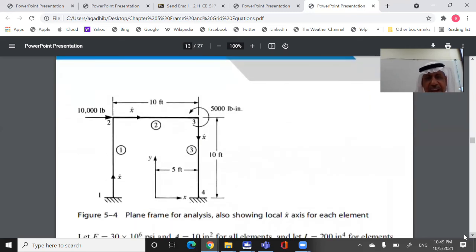Okay, this is the frame. Yalla. MashaAllah. How many members? 3 members. How many nodes? 1, 2, 3, 4. 4 nodes. Okay. It's easy. If I give you the 6 by 6, it's easy, right?